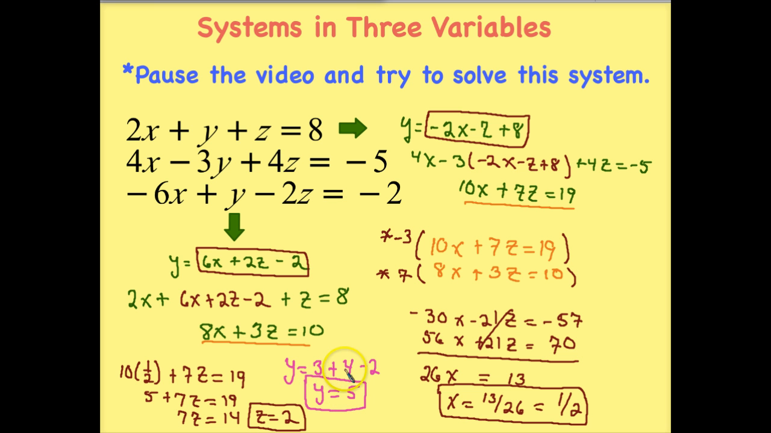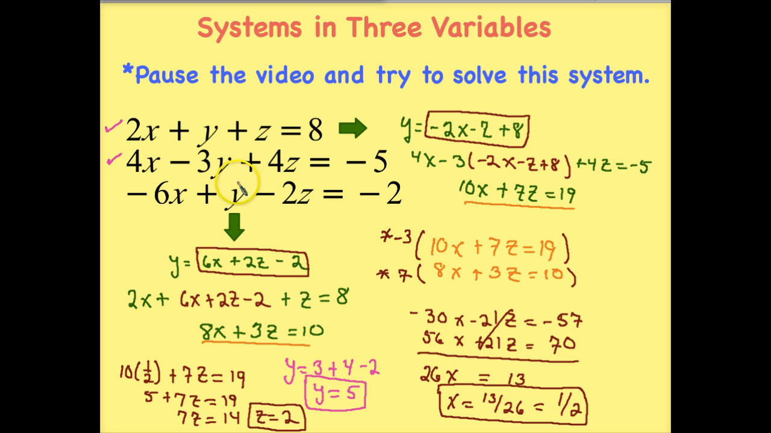But again, just like before, we should always check our answers. So we should take 2 times 1/2, which is 1, plus 5, which is 6, plus 2, which is 8, does in fact equal 8. So the first equation checks when I do my check. On the second equation, 4 times 1/2 is 2, minus 15, which is going to give me -13, plus 8 will give me -5. So that one checks out.